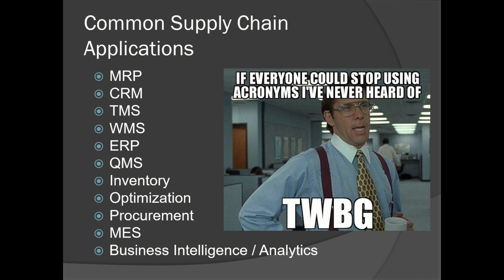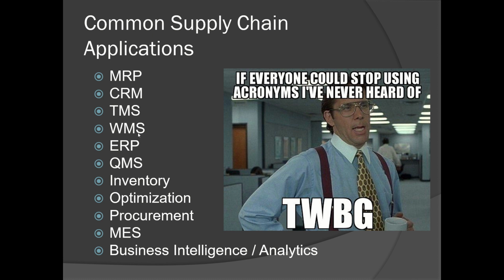MRP, the first one listed here, is material resources planning or material requirements planning. CRM is customer relationship management. Next up, we've got TMS, which is Transportation Management System, and its brother, the WMS or Warehouse Management System, tells you where in the warehouse parts are located. ERP is Enterprise Resource Planning.